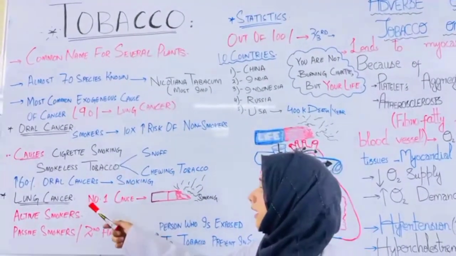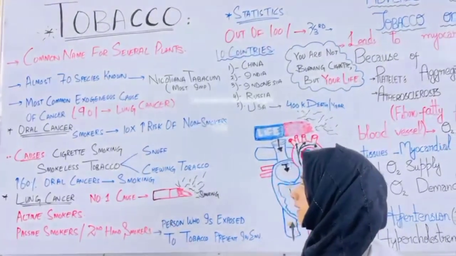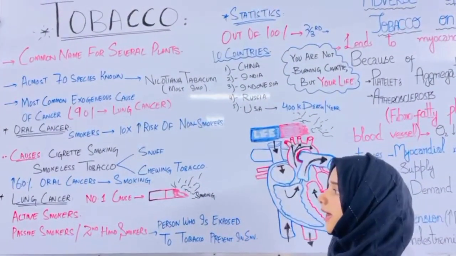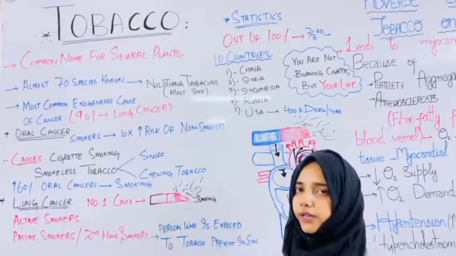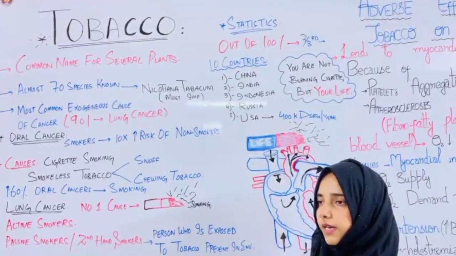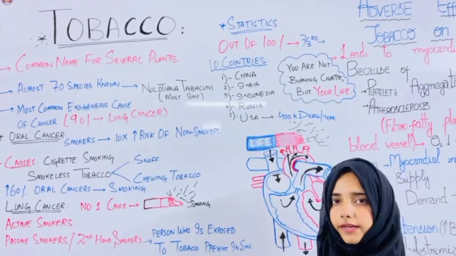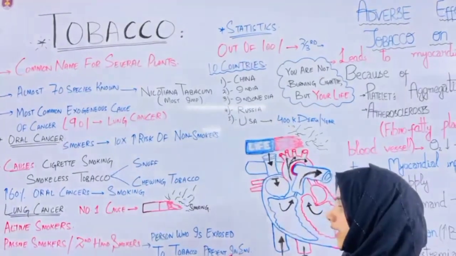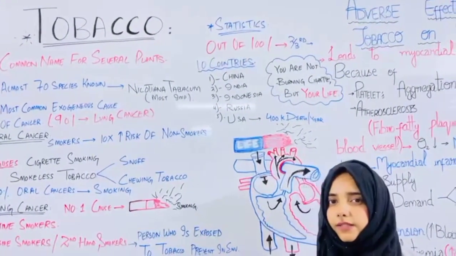And then lung cancer. The number one cause of lung cancer is cigarette smoking, and it includes active smoking and passive smoking. Passive smokers are also second-hand smokers. These are those persons that are exposed to tobacco present in the environment.